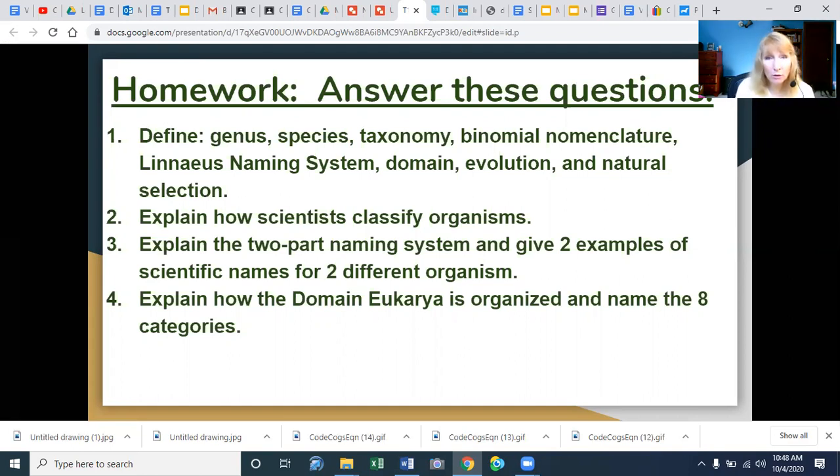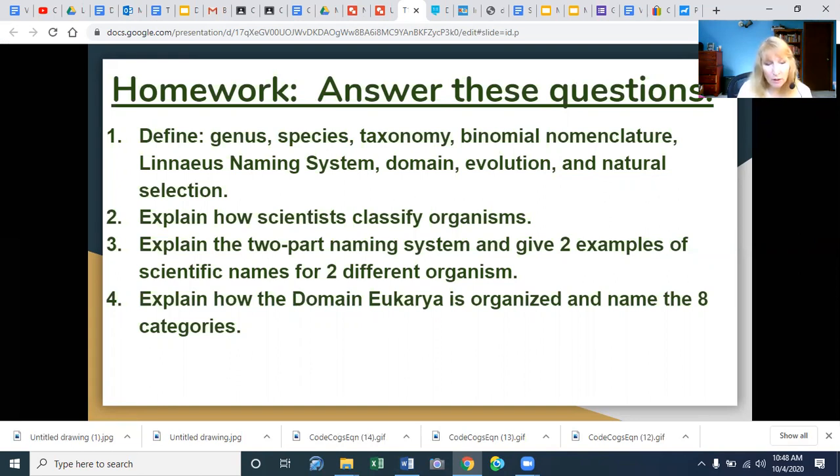So before you go to the internet and try to cut and paste things that you shouldn't be doing, you should look on the video or you should look in the science book. The video is probably your first and best source for the answers to these questions, as I talked about all of these things on the video. Explain how scientists classify organisms, that's number 2. Explain the 2-part naming system and give 2 examples of scientific names for 2 different organisms. We gave you several in the video.